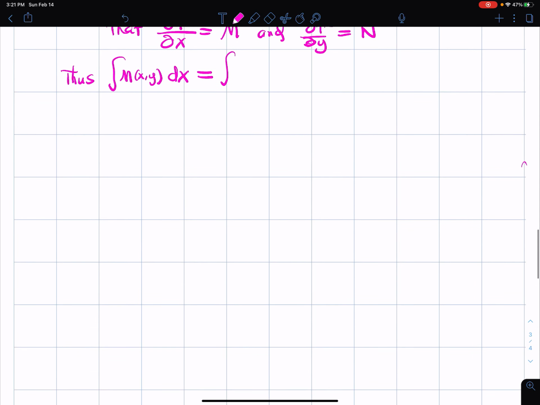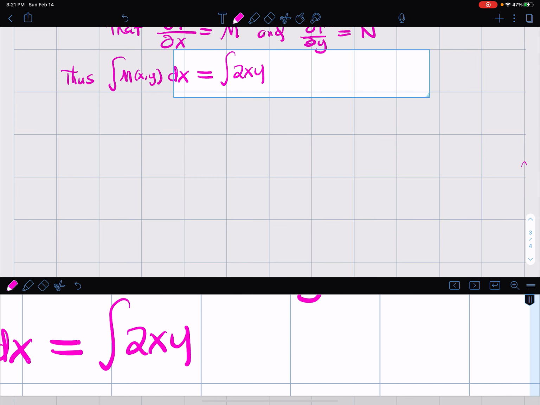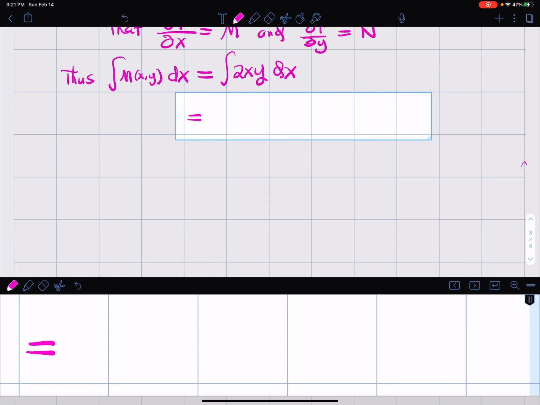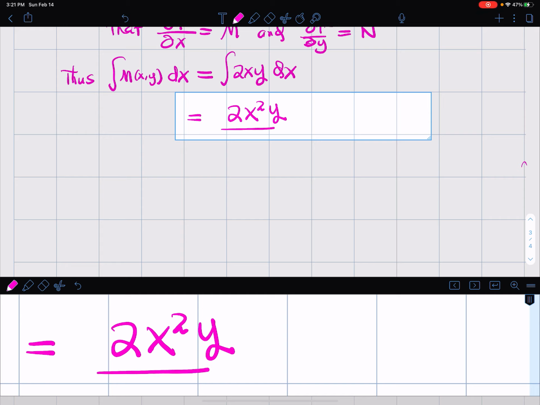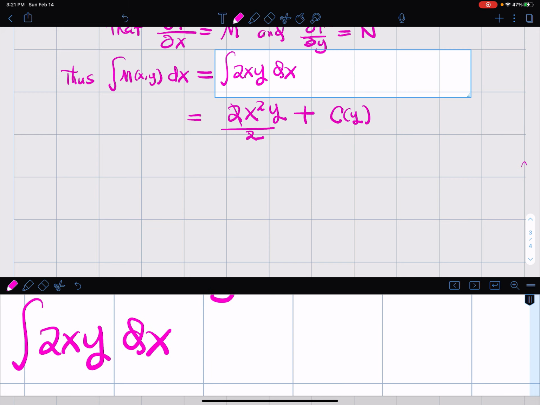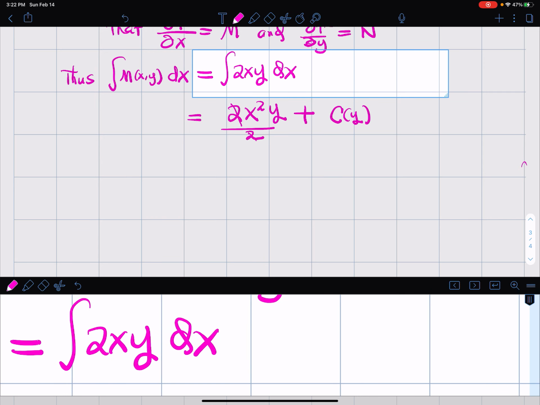M is 2xy, so the integral of 2xy dx is 2x squared y all over 2. I'm just treating y as a constant and integrating with respect to x. So this is just going to cancel out and you have x squared y. But now you have your constant of integration, and your constant of integration has to be a function of y, because you're treating y as a constant and you're doing your integral dx.